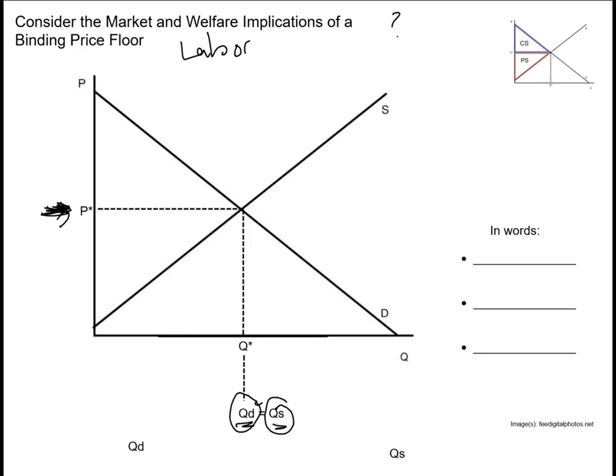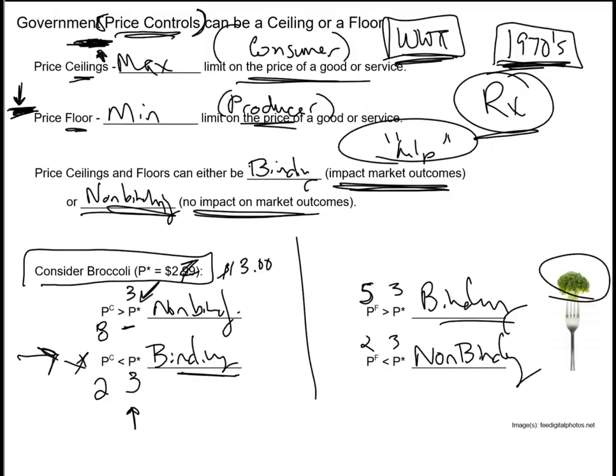Now, if the government's going to come in and put a binding price floor, if they're going to put a minimum wage on the market that's binding, remember, what was the scenario for a binding price floor? A binding price floor is one that's set above what the price otherwise would be in the market. Remember that P star represents what the price would be in a market if we had free market forces, that there was no government policy of price floors or price ceilings.